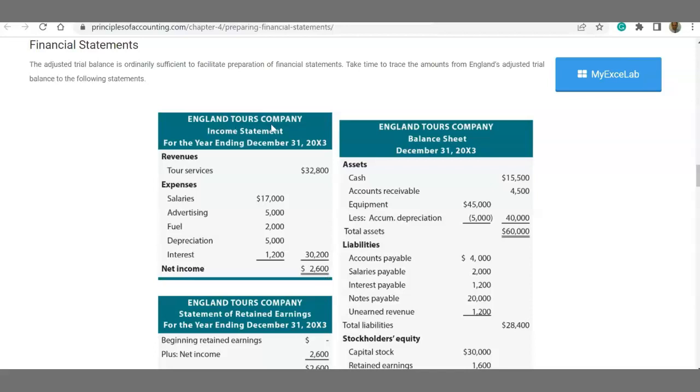The financial statement, the income statement, starts with the company name at the top, the name of the report in the middle, and the proper date after that. Proper date means for the period. That period might be a year, a quarter, a month, but here it is a year. So for the year ending December 31st of 2013, that's for the whole year.